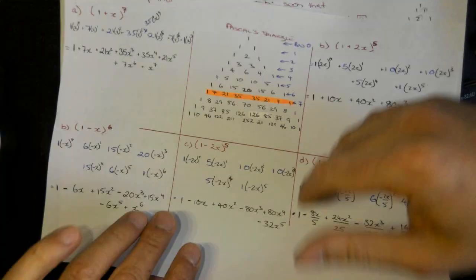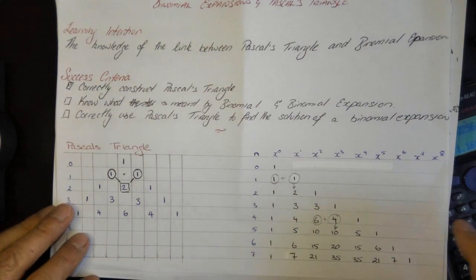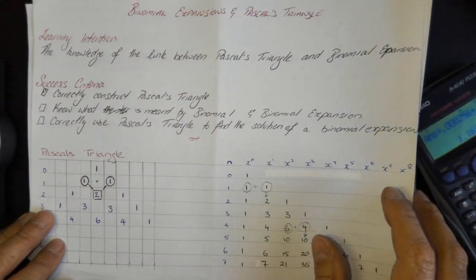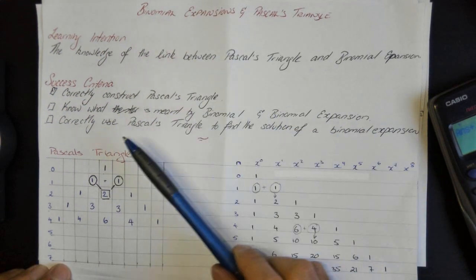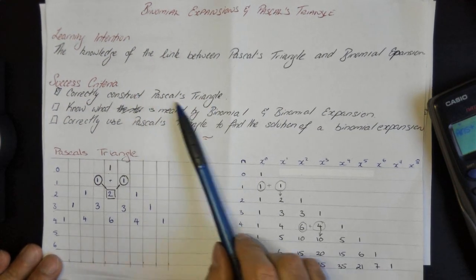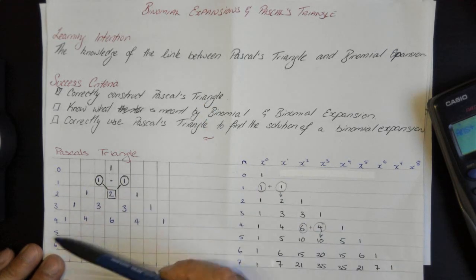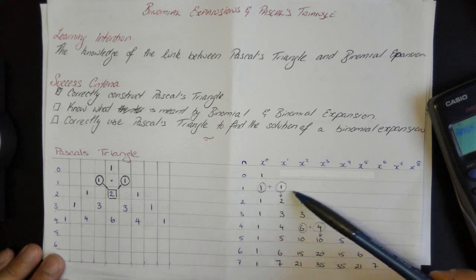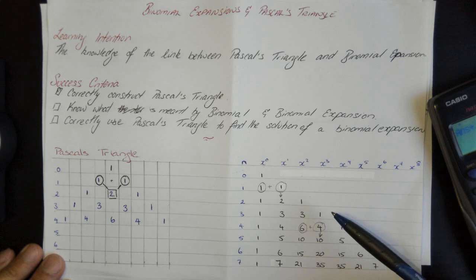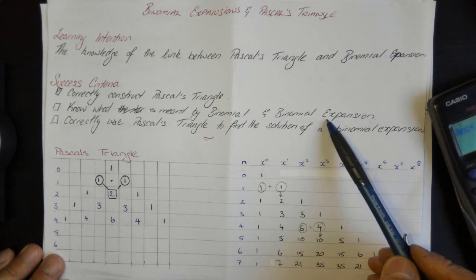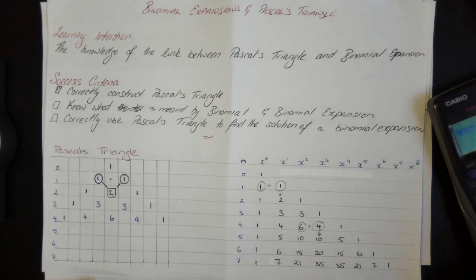So to recap, there's a strong link between Pascal's triangle and the coefficients of a binomial expansion. You should be able to correctly construct a Pascal's triangle, that's just by going ones down the sides and adding the numbers to provide the next row. We know what a binomial and binomial expansion is, and can correctly use Pascal's triangle to find the solution of a binomial expansion. Thank you.